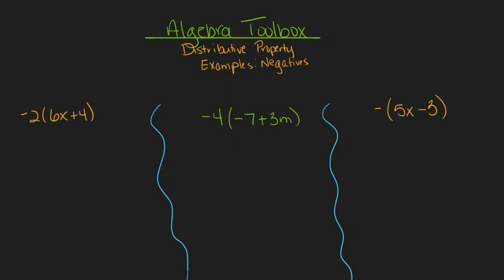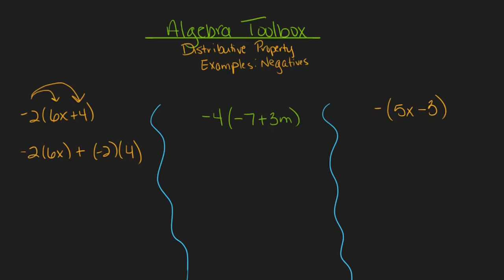First, let's consider negative 2 times the quantity 6x plus 4. Even though we have a negative number on the outside of the parentheses in this expression, it doesn't change the way that we handle the distributive property. The distributive property still tells me to take the value on the outside of this expression and bring it into all of the terms inside that expression using multiplication. So that means we can consider this as negative 2 times 6x plus negative 2 times 4.